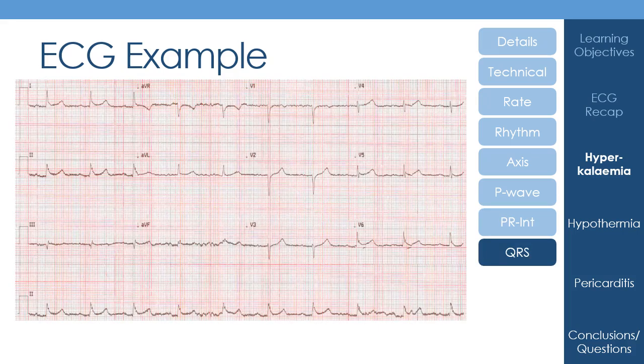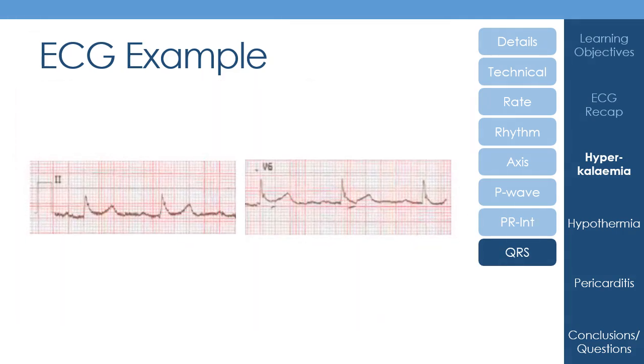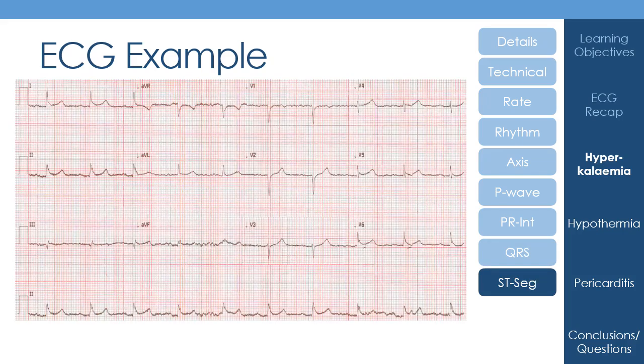So moving on to the QRS complex, I'm going to blow up a couple of leads here for you. And hopefully some of you may have noted these bits right here, this weird little sort of uptick at the end of the QRS complex. Which doesn't really look quite normal, does it? And I think these are probably Osborne waves, or as they're also called, J waves. And I'll come back to those in a second.